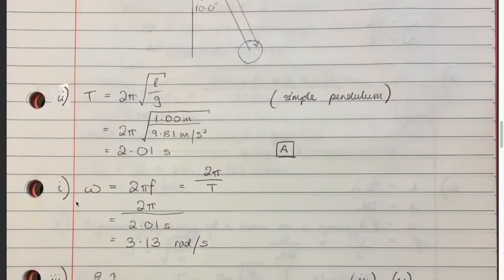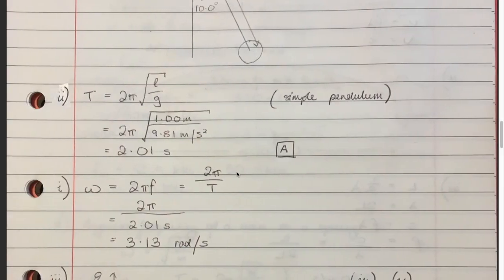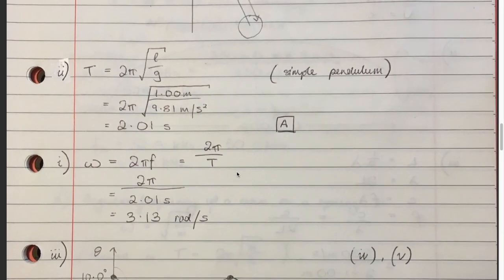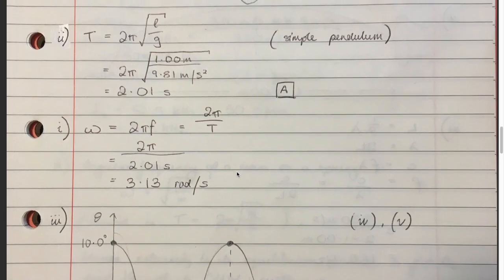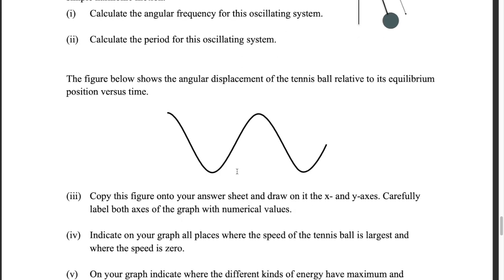Then I went back to do part 1 and calculated the angular frequency from the period. You can do parts of questions in whatever order you want, as long as they don't say hence or using the previous part. The angular frequency comes out to 3.13 radians per second. Okay, then on to part 3.